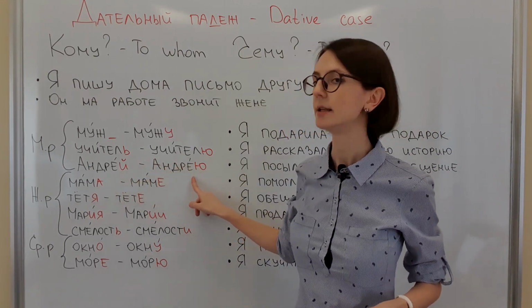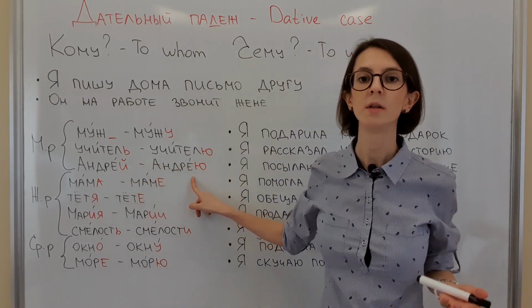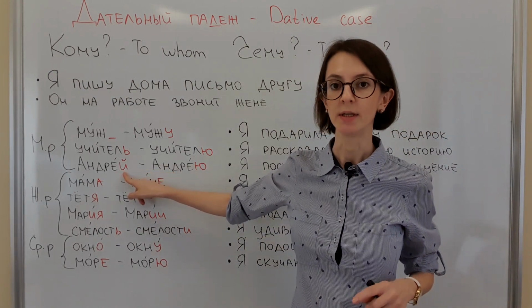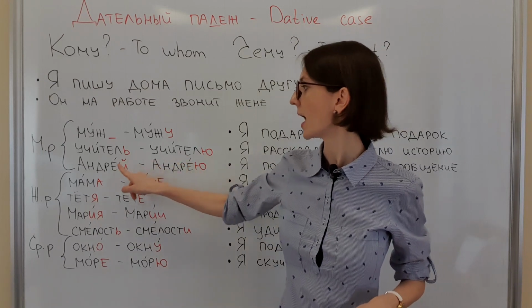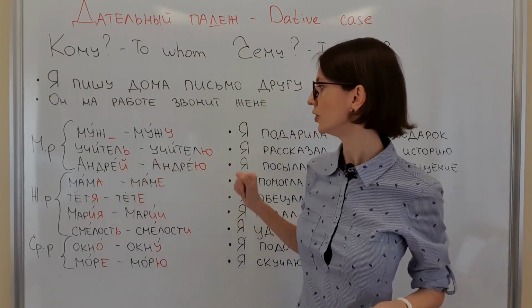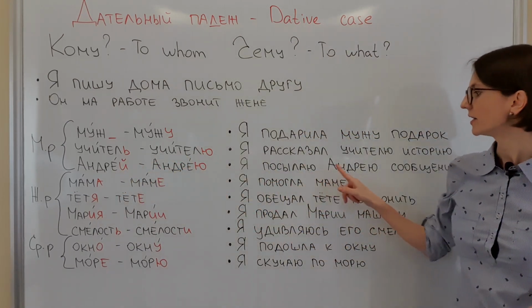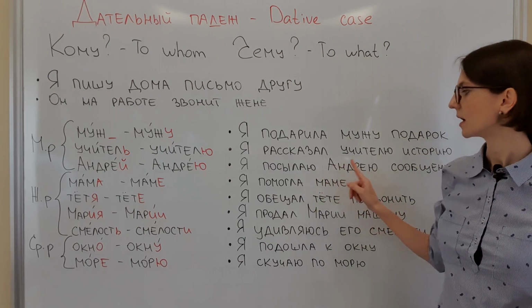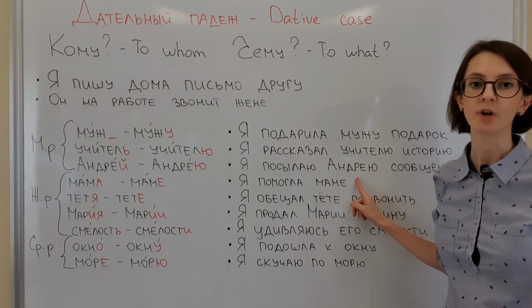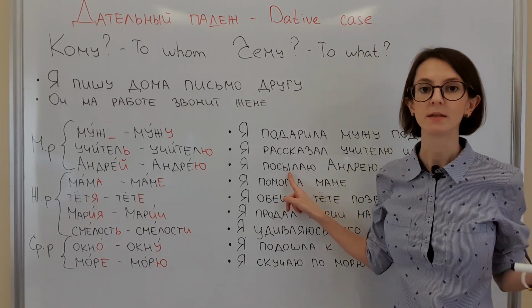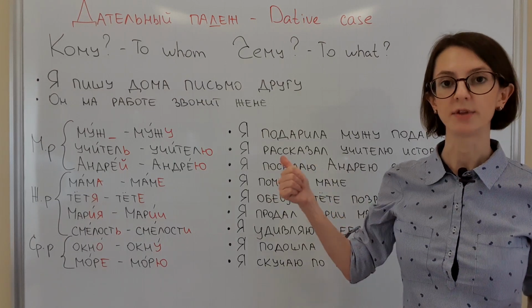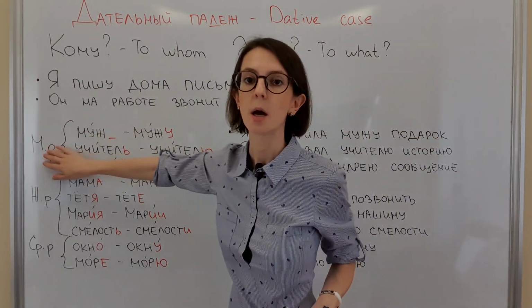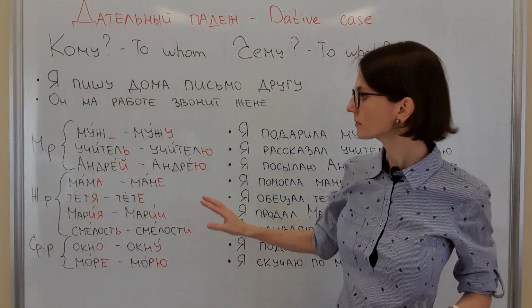Андрей, Андрею. This is a common masculine Russian name. So if a noun ends with й, we change it to ю. Андрей, Андрею. Я посылаю Андрею сообщение. I'm sending a message to Andrei. Посылать, послать plus recipient in dative case. And that's it. This is masculine, мужской род.